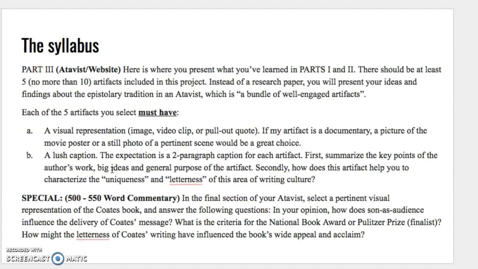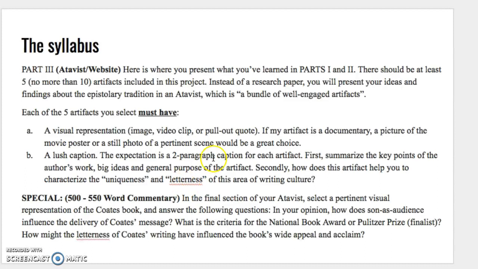So captions are expected to be 2 paragraphs for this particular class. It's a 300 level class, and those 2 paragraphs in the caption for all 5 of your artifacts should be responding to those 3 questions from the other screencast, the other video. Essentially, this is your analysis. This is you talking about what you found, what you discovered, and what you learned about the epistolary tradition from that particular artifact. And so because it's about that artifact, it's going to be under the artifact in a form of a caption. That's the 5 artifacts.